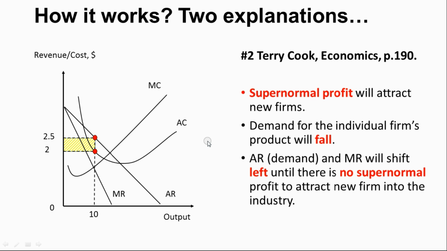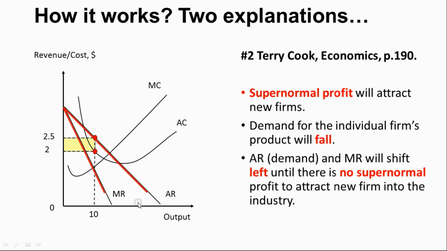Okay, the second explanation, supernormal profit will attract new firms. This is like our initial graph, then supernormal profit will attract new firms. Demand for the individual firm's product will fall. The average revenue curve is actually our demand, and marginal revenue will shift left until there is no supernormal profit to attract new firms into the industry. Let's see how it works.